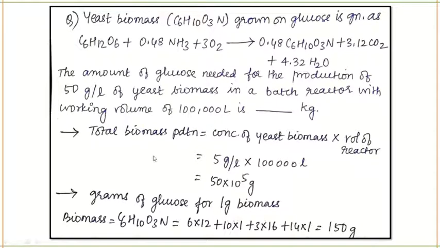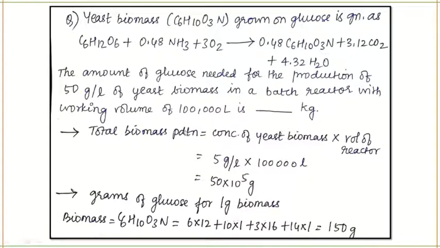First we have to calculate the total biomass, because they have given 50 grams per liter, but you have to scale it up to the working volume, because they've given the working volume to be 100,000 liters. So you're going to multiply that to get the total biomass production.